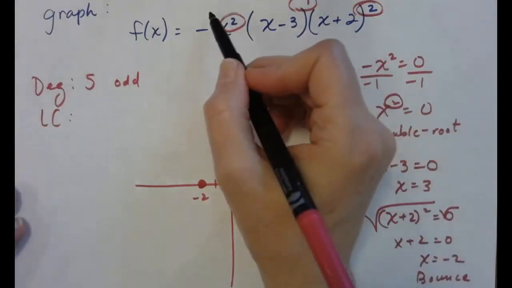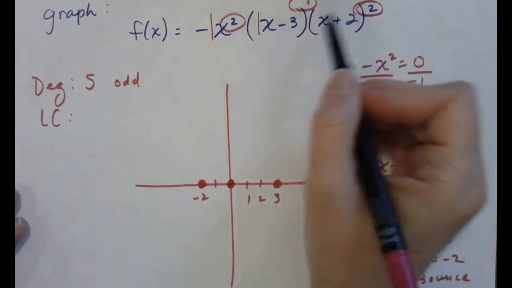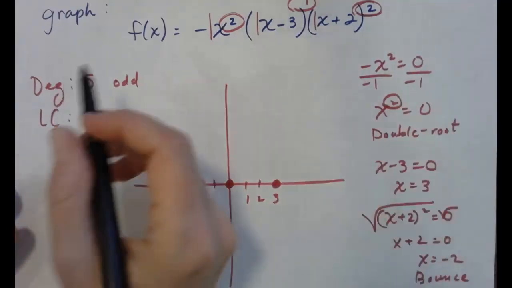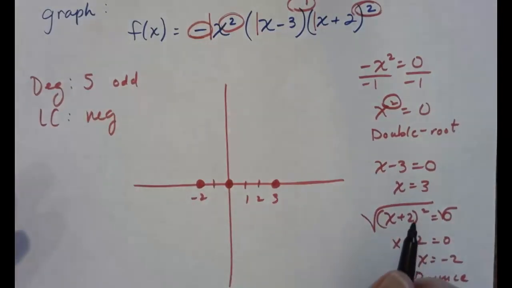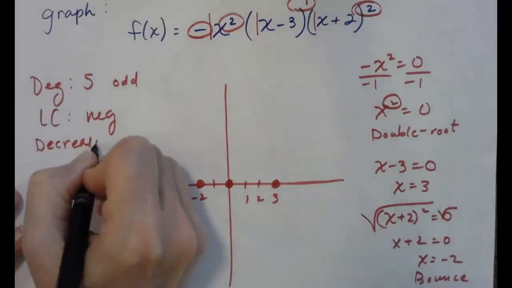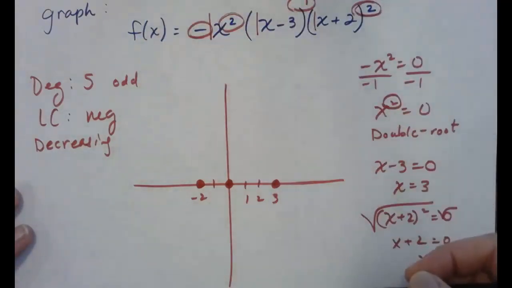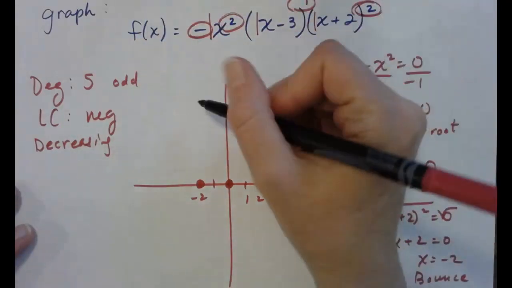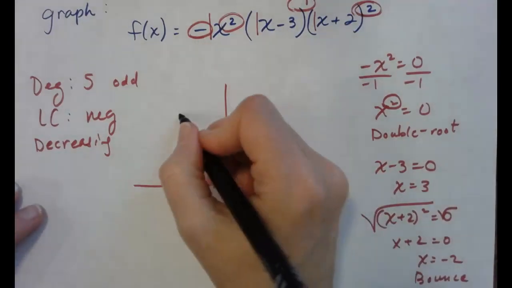So we have a coefficient of 1, and then another 1, and then another 1. So our leading coefficient will be negative. So this odd degree function with a negative leading coefficient will be a decreasing function. That means it will be going down from the left to the right. So that means that we're going to start right here.